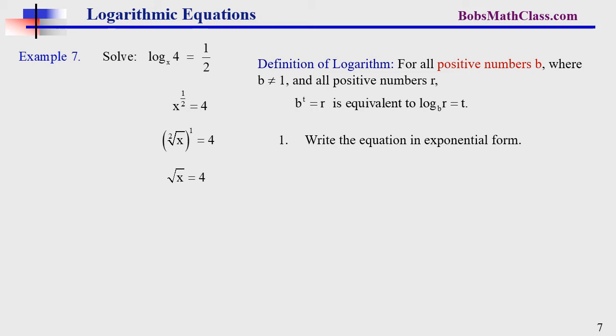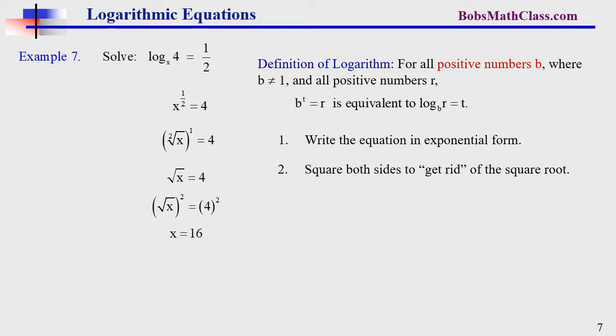Now, how do we solve an equation with a square root? Do you remember? Right, we square both sides. You square both sides to get rid of the square root. So on the left side, the square and the square root cancel each other out. And we're left with 16. So there's our answer. That's a positive value. Again, it's all good.